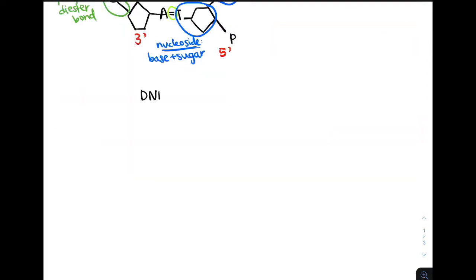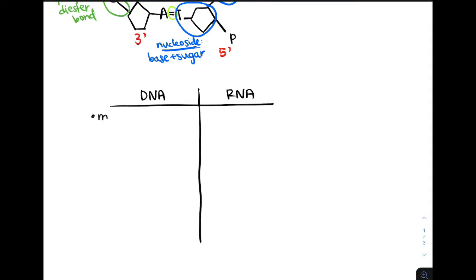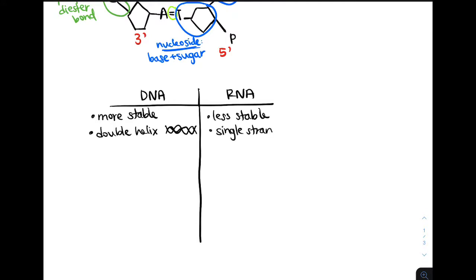Let's now compare DNA and RNA. So DNA is a more stable molecule than RNA because it holds genetic information. Also, DNA is double-stranded, but RNA is single-stranded. This means that RNA does not have hydrogen bonding.